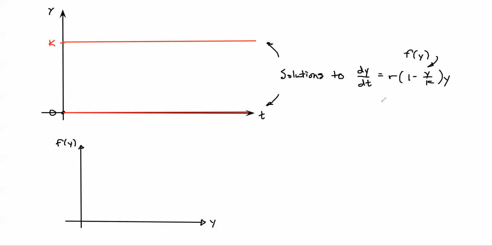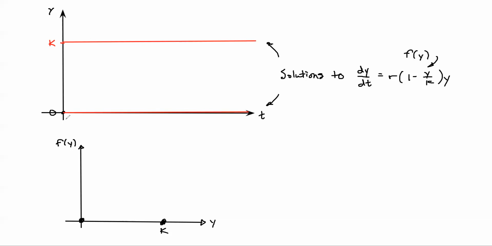But in this case, what we can see is if we plug in y equals 0, then we get dy dt equals 0. And so the equilibrium solution here ends up being modeled by the point here. And then the equilibrium solution here ends up being modeled by the point here. And that should hopefully make sense because this is the y-axis and this is the y-axis.